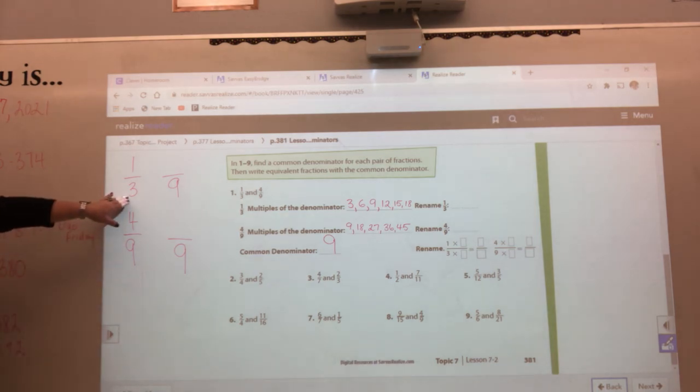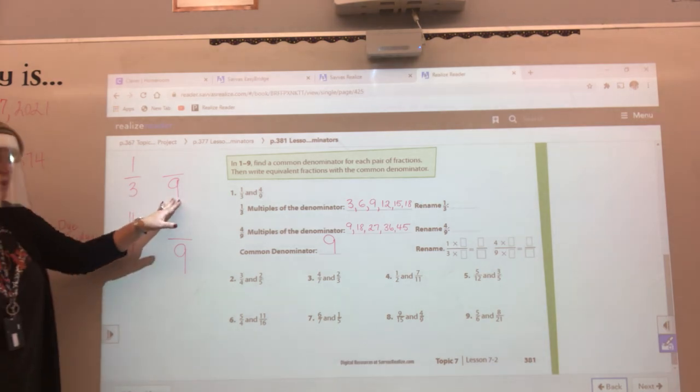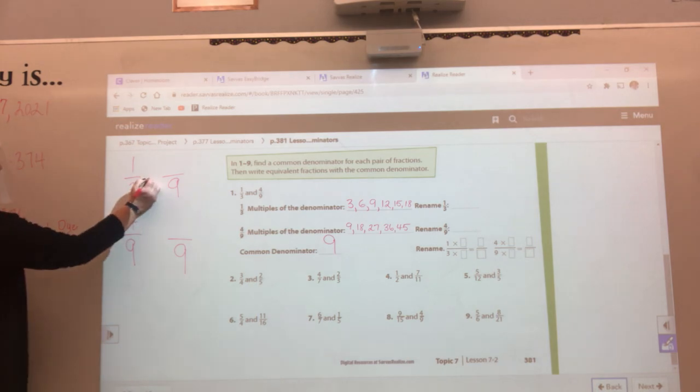Now let's go back up here. So we got to figure out what the top number is. But remember, we ask ourselves, how do we get from 3 to 9? What do we multiply by? 3. So put a times 3 right there.